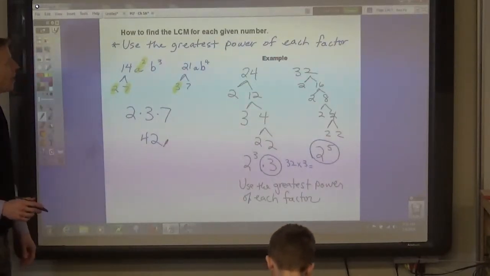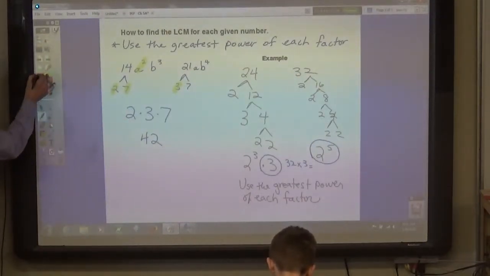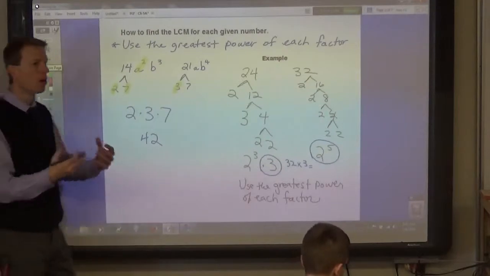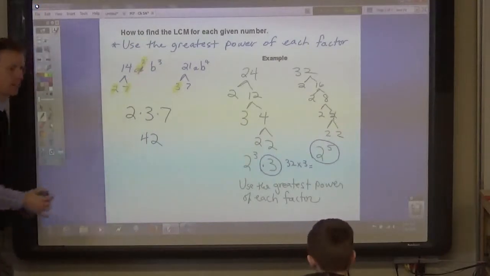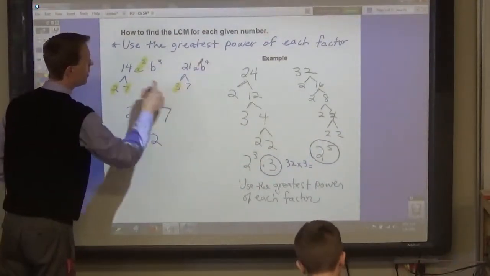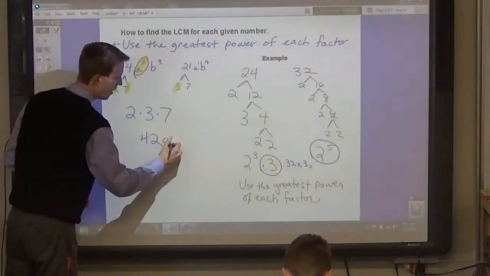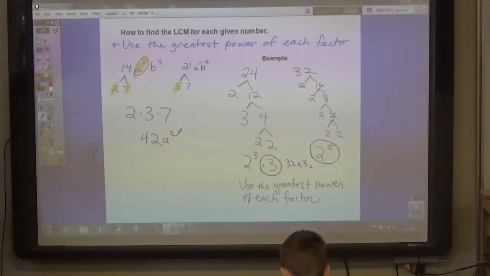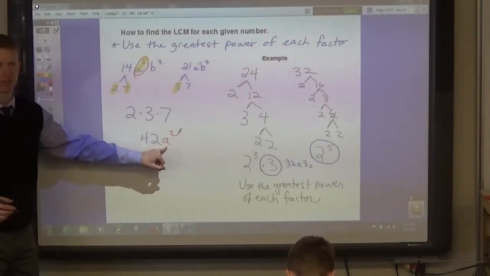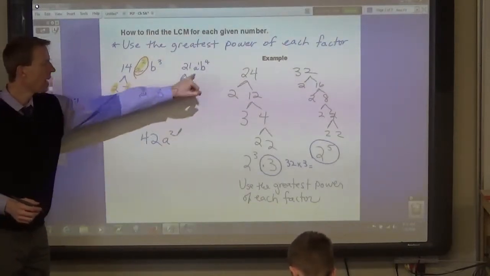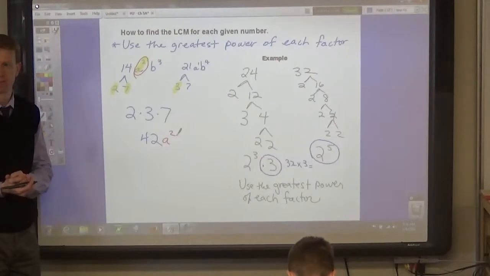Now, we also have to use the greatest power of each of the variables. Since it's a common multiple, we have to use the greatest power of the a's. This one is a to the first power. This one's a to the second power. So we have to use this one, a squared, because a would go into a squared, but a squared wouldn't go into just a. We have to use a squared as our common multiple.